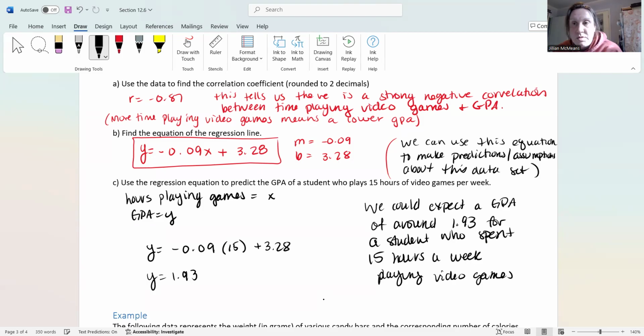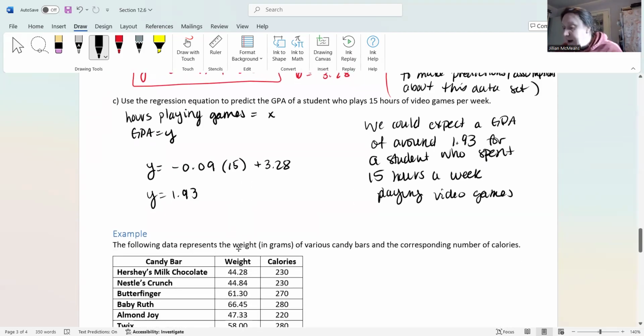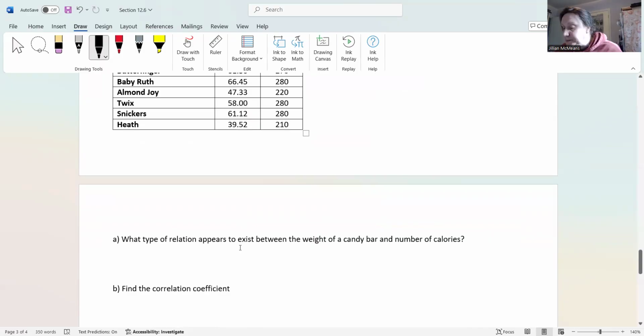It doesn't mean a student who spends exactly 15 hours a week is going to have exactly a 1.9 GPA. This is all kind of predictions based on data that we've already looked at, okay? So again, pause, rewind, go back and double check things if you need to. But for now, let's look at our next example.